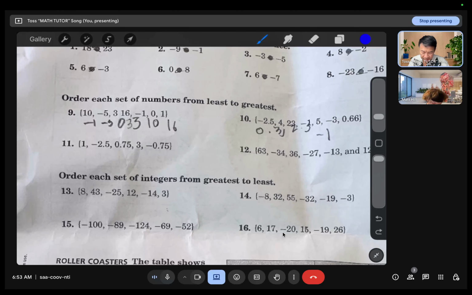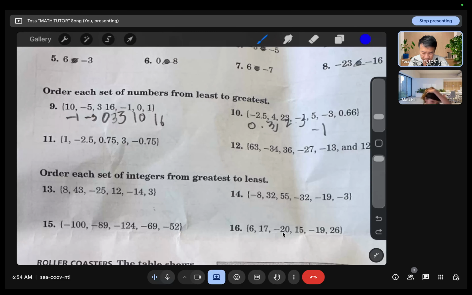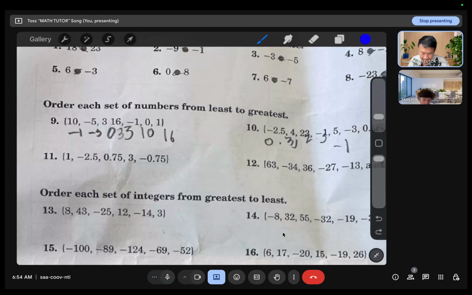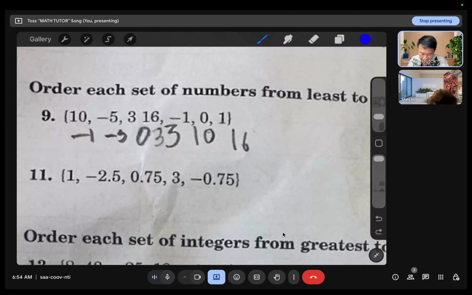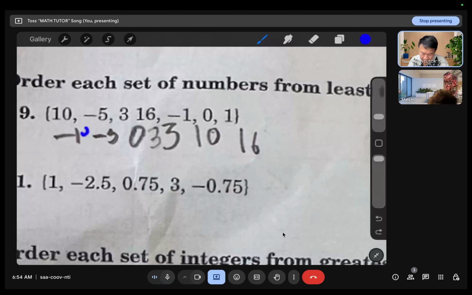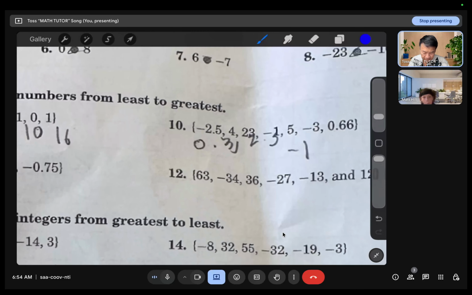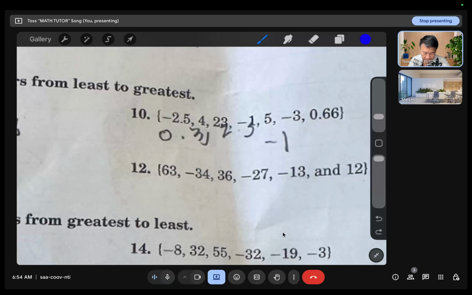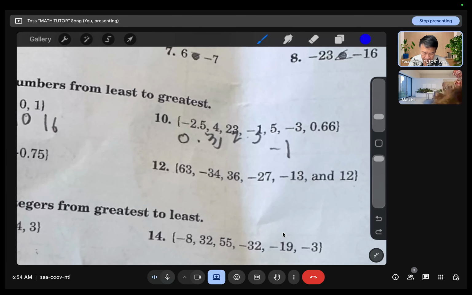Let me see the second part here. Order each set of numbers from least to greatest. Let's see. I think you're all good here. Oh, let me double check. I think you met -10 here, right? Yeah. We got the 0 there. Let me see on this one. Least to greatest. Okay, least to greatest.